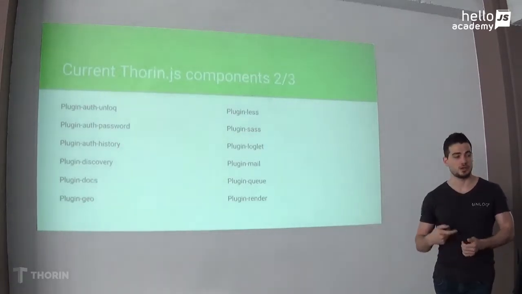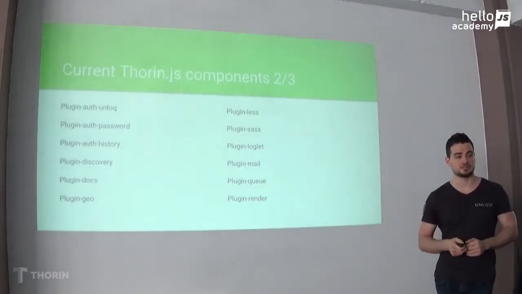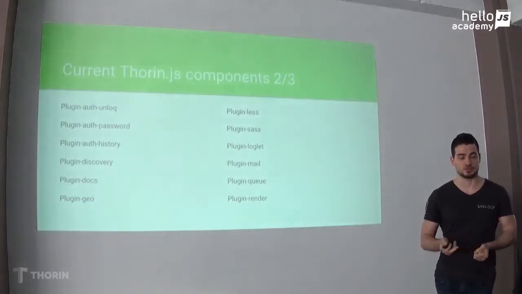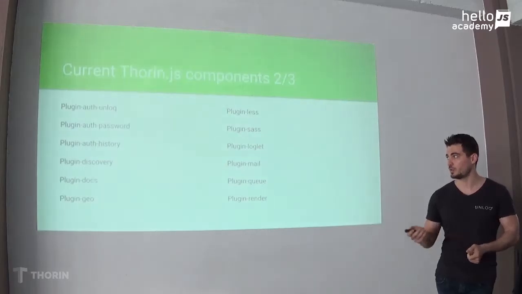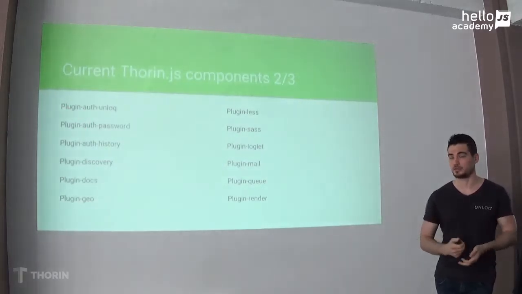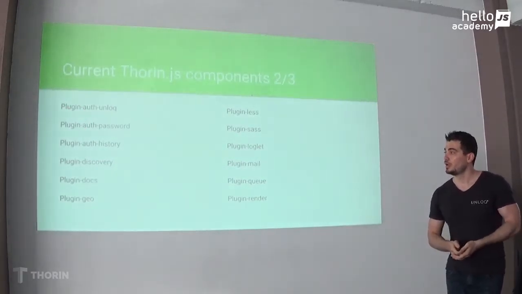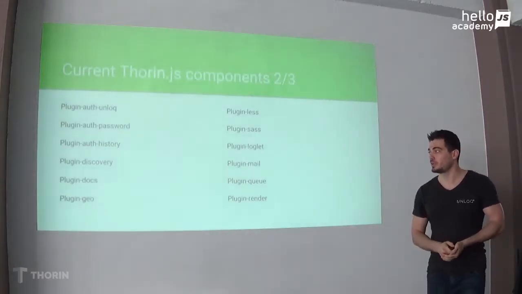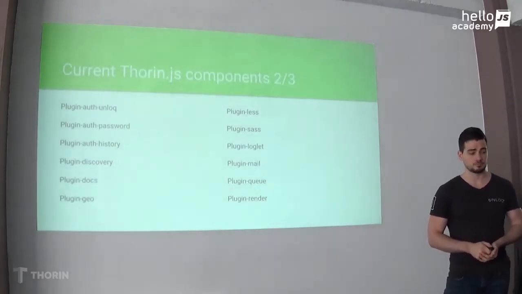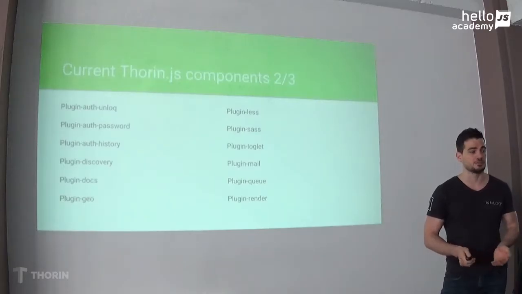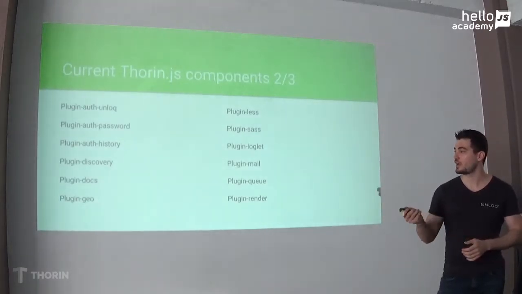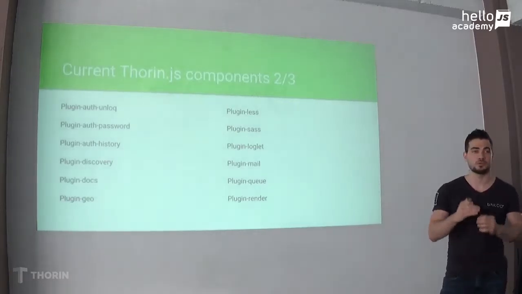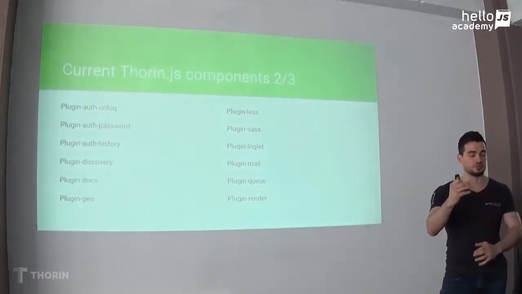Next you have the authentication history, and this one works with the other two. So essentially when you log in and you want to have a history of all the attempts and login history of users, you can just use this plugin, which works with the other two and just creates all your account history. Next we have the Discovery plugin, which is essentially a discovery module that enables your application to work in a microservice environment.